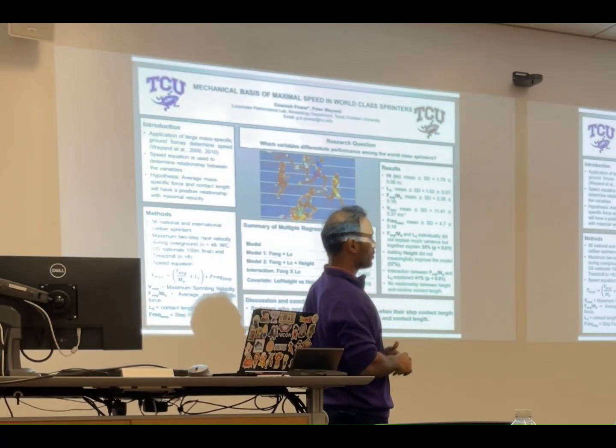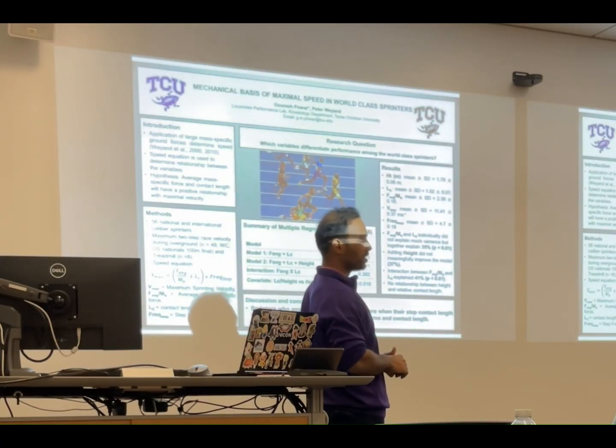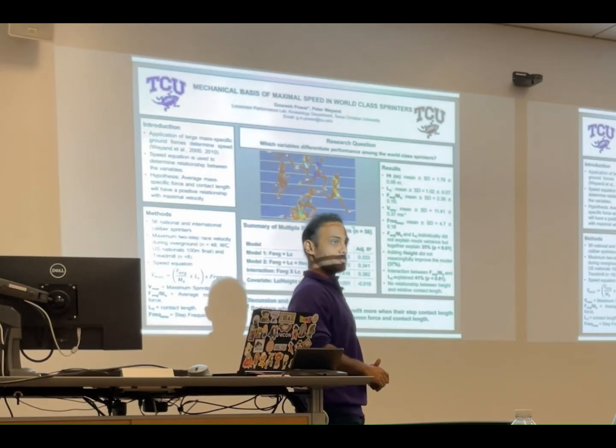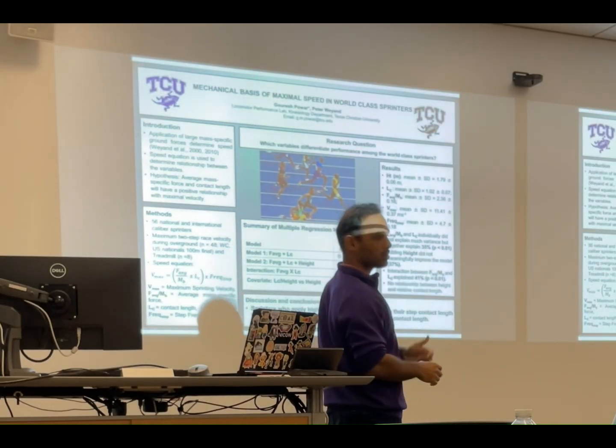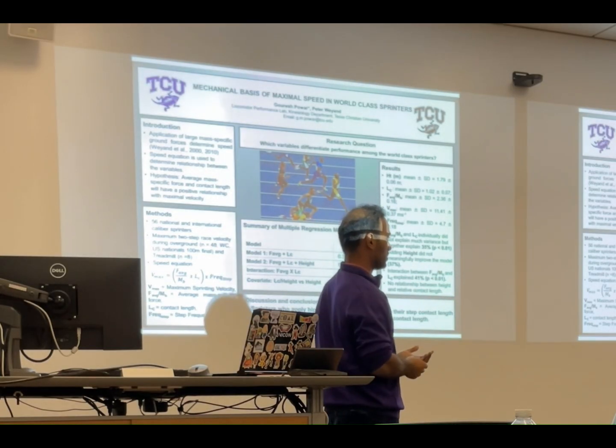In the first model, we combined F average and LC, and 35% of the variance was explained. So voila, combining both variables explains about 35% of the variance.